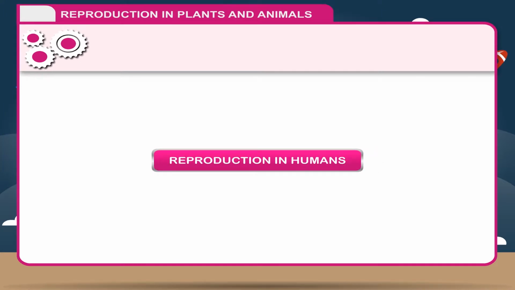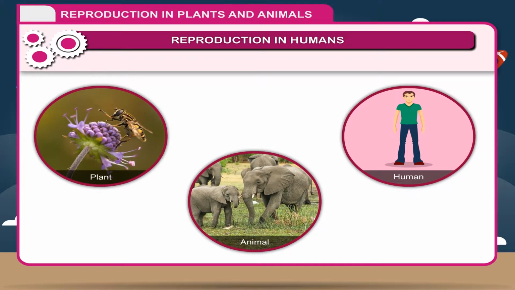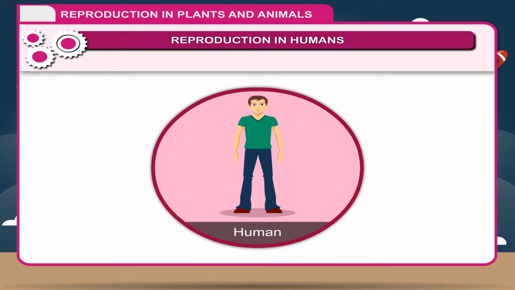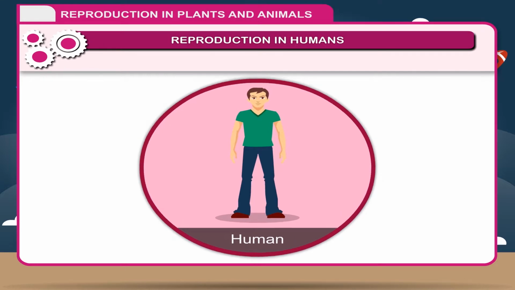Reproduction in humans. You have read that all living beings, whether plants or animals, reproduce to maintain the continuity of their species. Human beings also reproduce their individuals. Humans have specialized reproductive organs. Let us study about the reproductive organs of an adult.